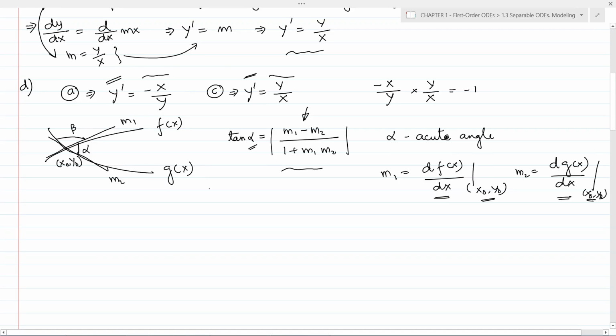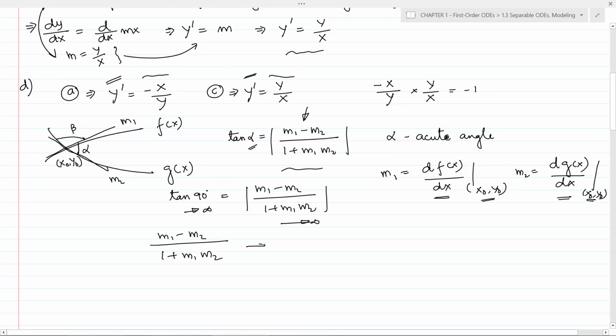That means the angle between the tangents is 90 degrees. For that we can plug tan alpha equal to 90 degrees, and the right hand side becomes (m1 minus m2) by (1 plus m1 m2). We know that tan 90 degrees tends to infinity. That means this right hand side term also tends to infinity. Now we have (m1 minus m2) by (1 plus m1 m2) tends to infinity.